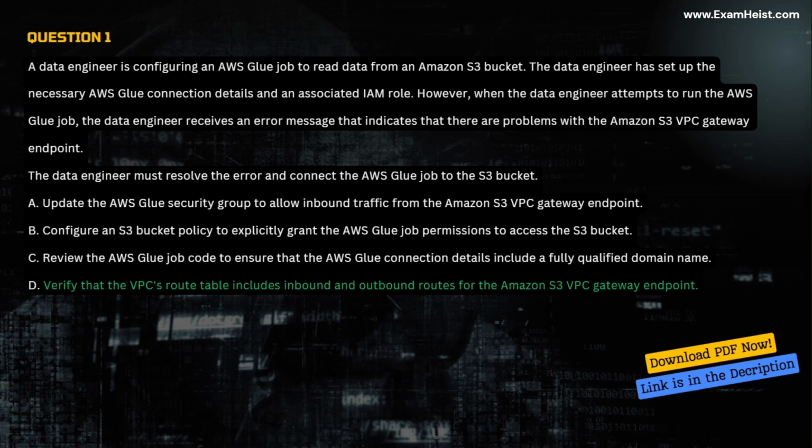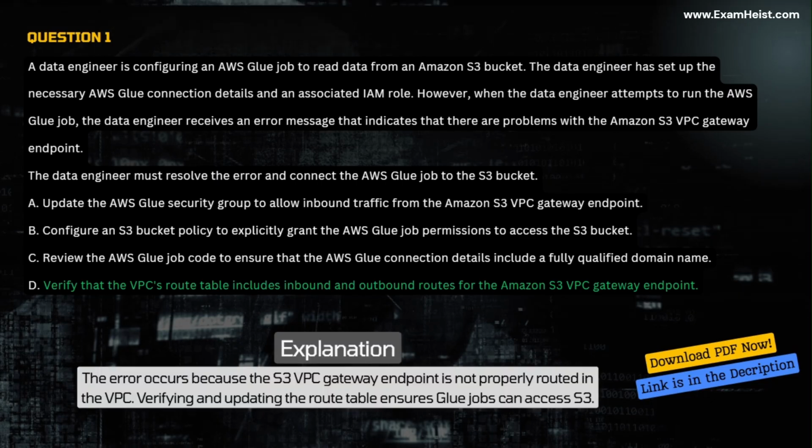Correct answer D. Verify that the VPC's route table includes inbound and outbound routes for the Amazon S3 VPC gateway endpoint. Explanation: The error occurs because the S3 VPC gateway endpoint is not properly routed in the VPC. Verifying and updating the route table ensures Glue jobs can access S3.